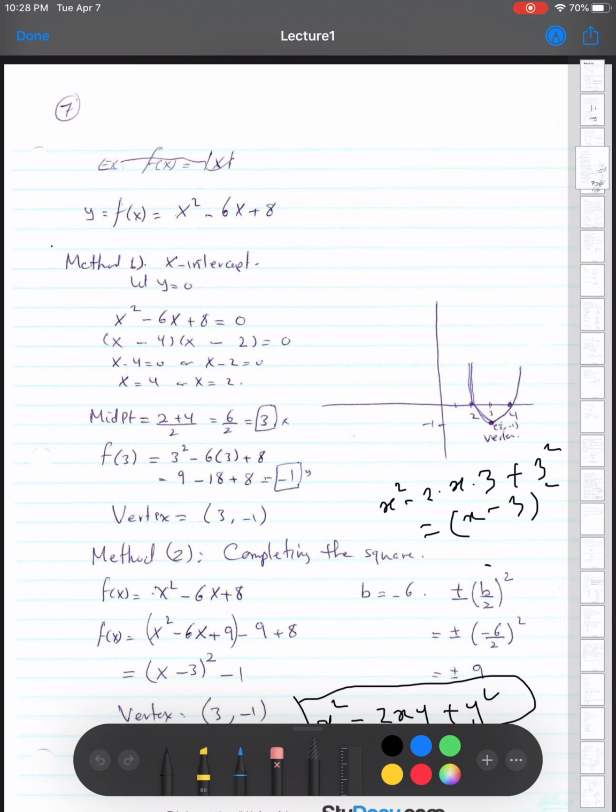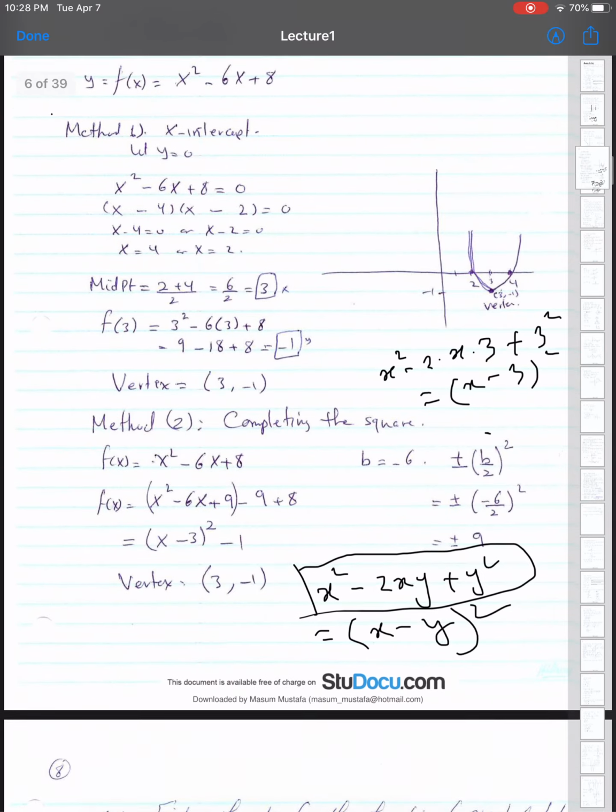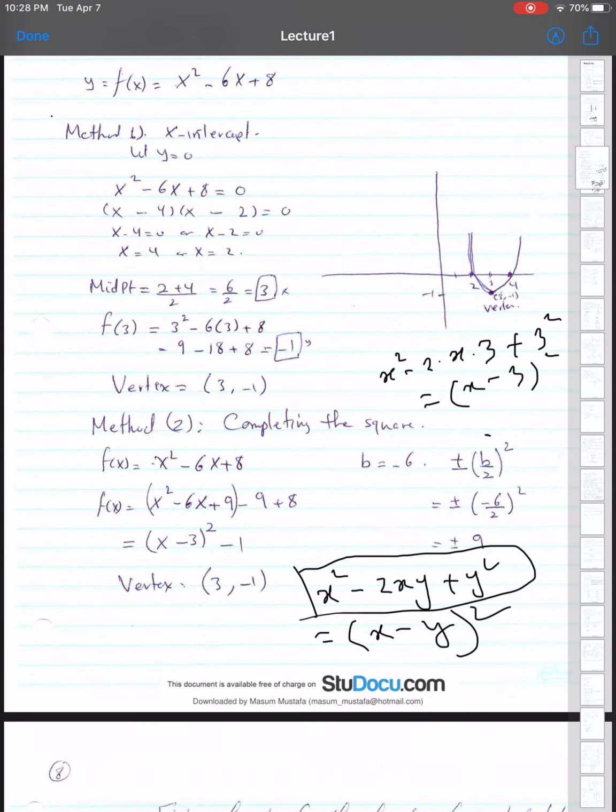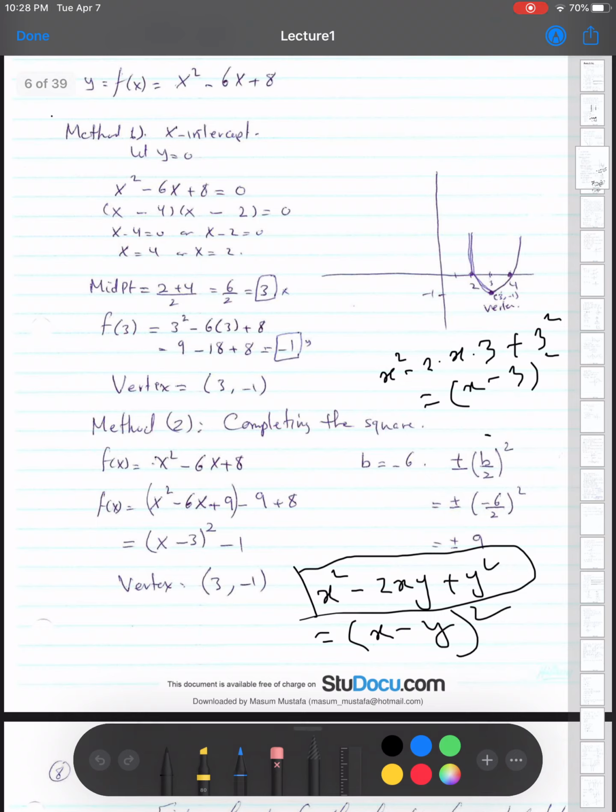Now we found the vertex, and we found the two x-intercepts. So we draw a curve through the vertex and the two x-intercepts and we get the graph. That's one method. There is another method. We can find the vertex by the completing the square method. So we will go over that.